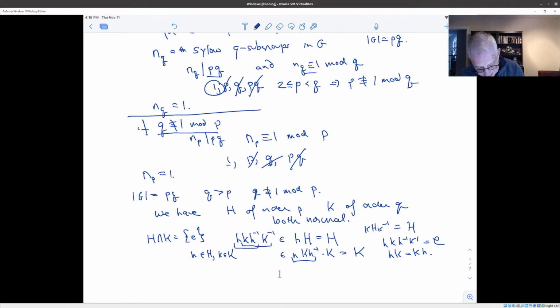If you take their product, HK, that's going to be isomorphic to H cross K by the results on internal direct products. And since this has pq elements, it must be isomorphic to G. So G is actually isomorphic to the product Zp cross Zq. And by our work on abelian groups, that tells us that G is cyclic of order pq.